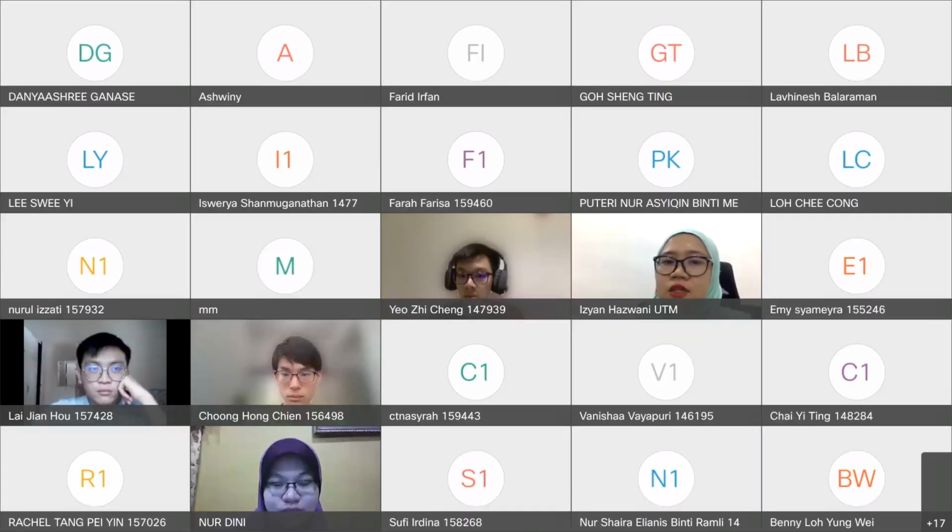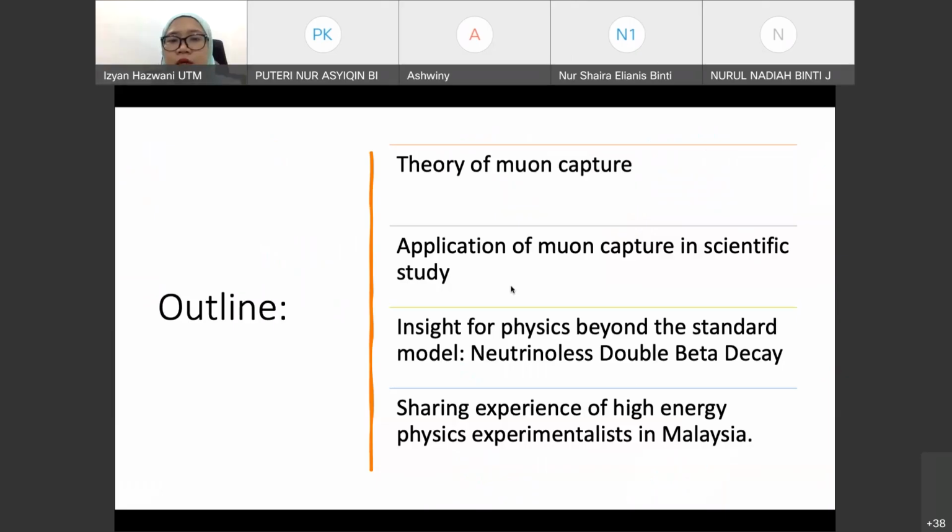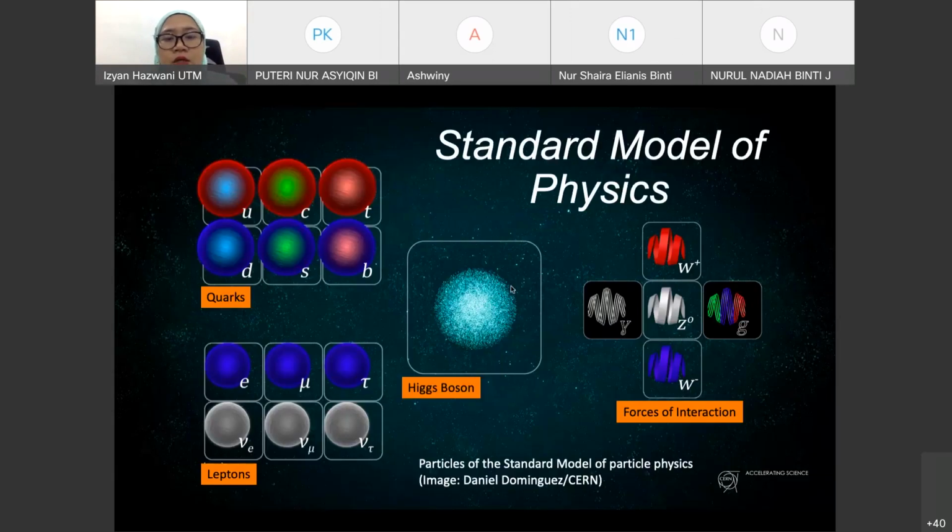Scientific studies of this muon capture, some insight into physics beyond the standard model, and how muon capture can contribute to this neutrinoless double beta decay experiment. And I will show you some photos of my experience enjoying the beam time throughout my work as a high energy physics experimentalist.